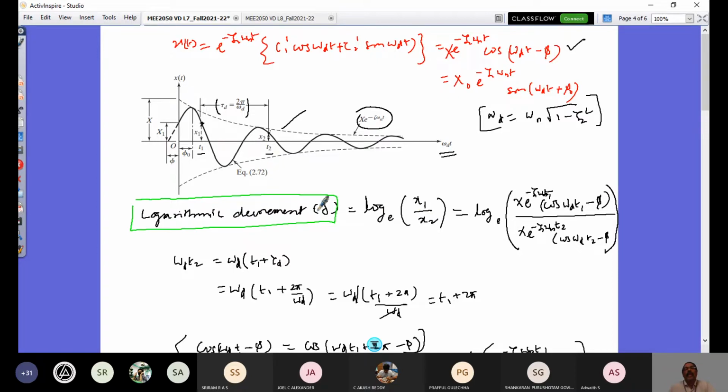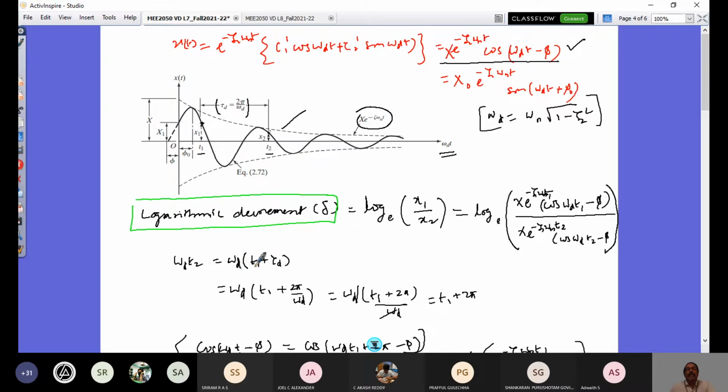So that can be easily derived further, where I consider t1, my response. I'm taking this response, so that's going to be x e raised to minus zeta omega t1 cos(omega d t1 minus phi). And at time t2, what is the angular displacement? Omega d t2 is the angular displacement.